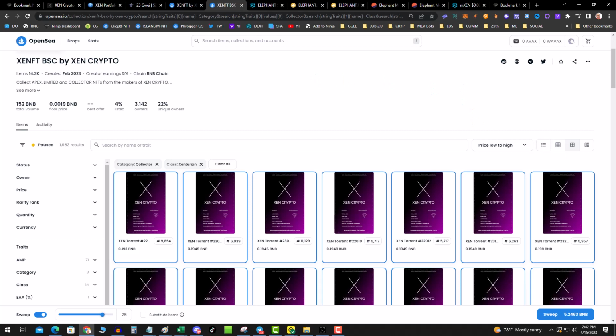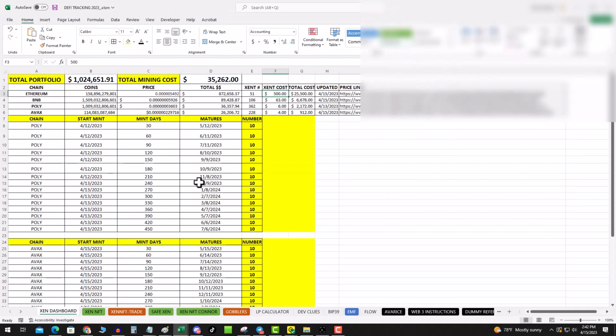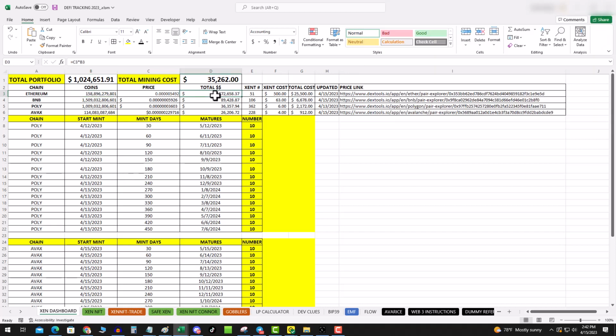Now, as promised, I'm going to reveal my XEN million dollar farm. That's what you clicked on the video for, right? All right. So here it is. ETH, 158 billion. 870, that's been varying, 870 to 920. My costs, I got a lot of XENs early, so I had about 25,000. Now, cost now is probably closer to 1,100, so to get established the same position is 56,000.